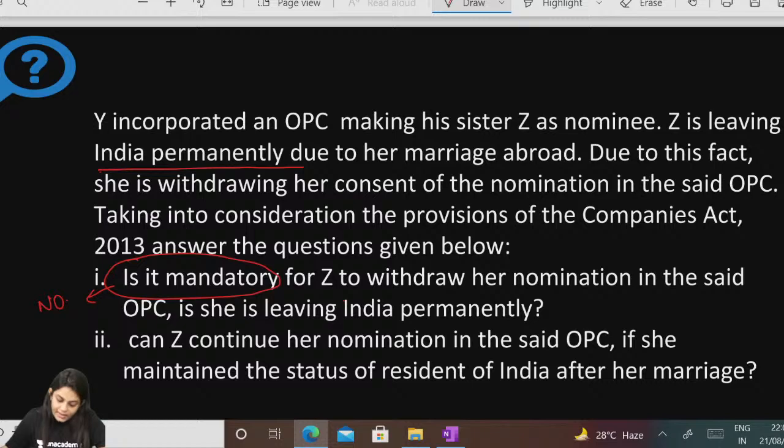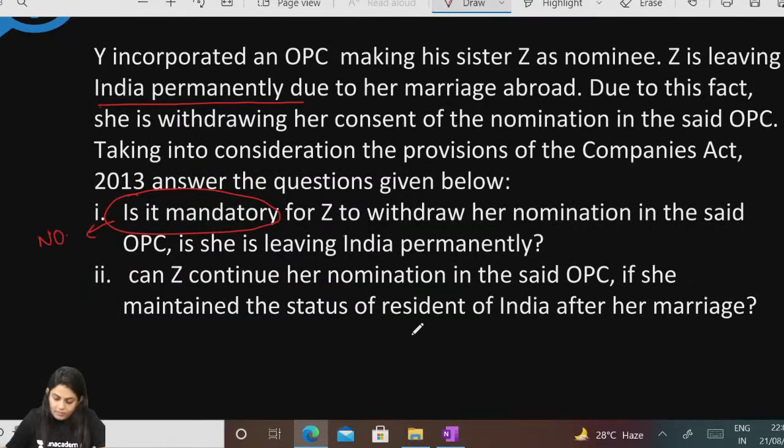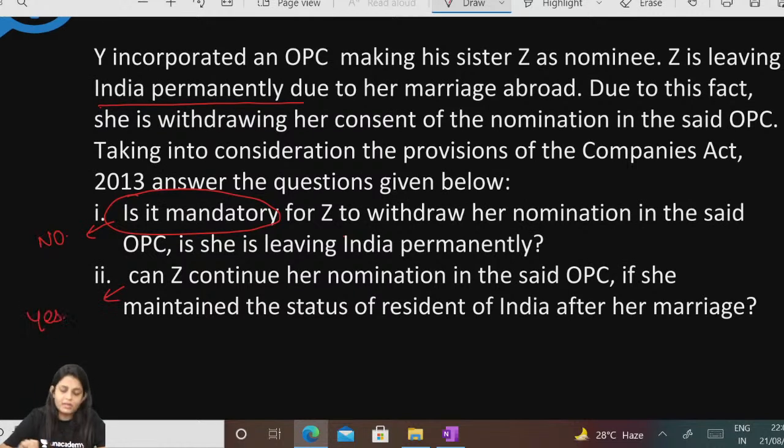Now, second, can Z continue her nomination in the said OPC, if she maintained her status? Yes. She can continue her nomination irrespective of whether she maintains a residential status or not. Right? She can continue to be the nominee irrespective of whether she maintains her residential status or not. Is it clear to everyone?